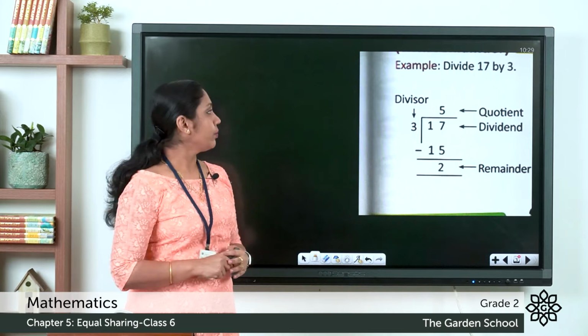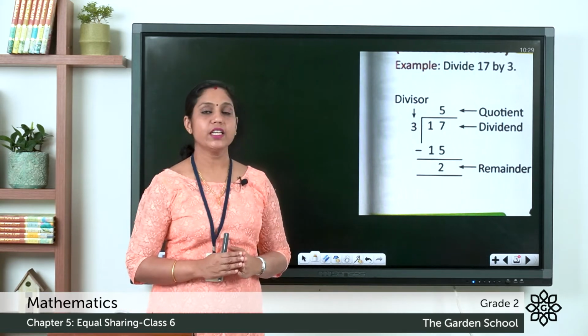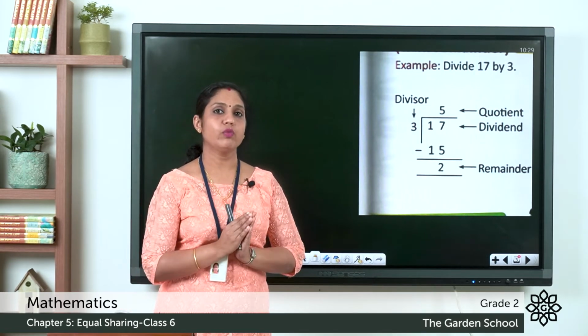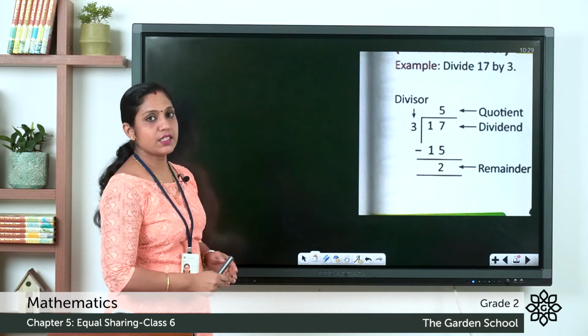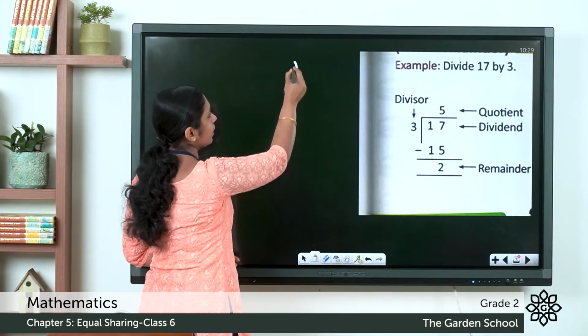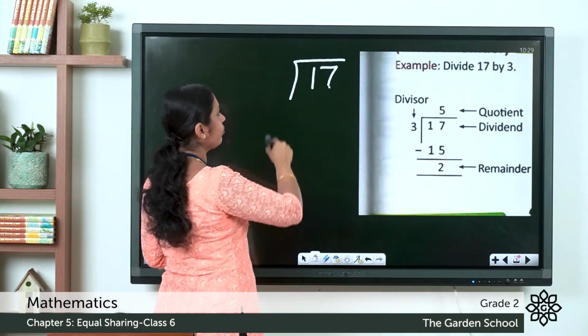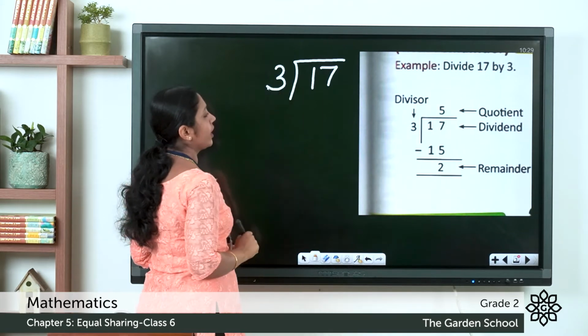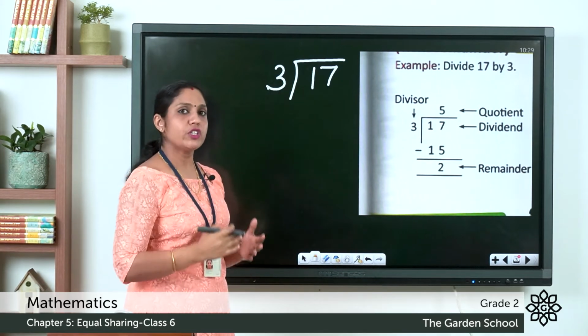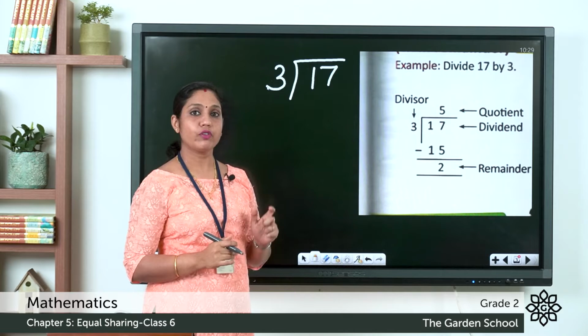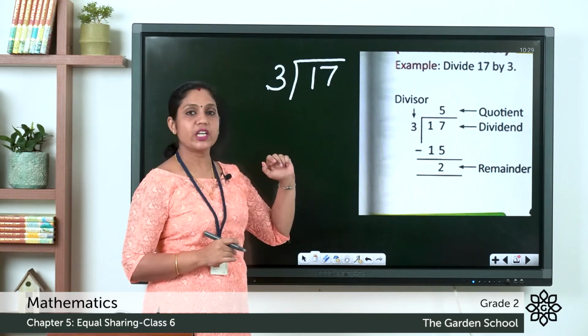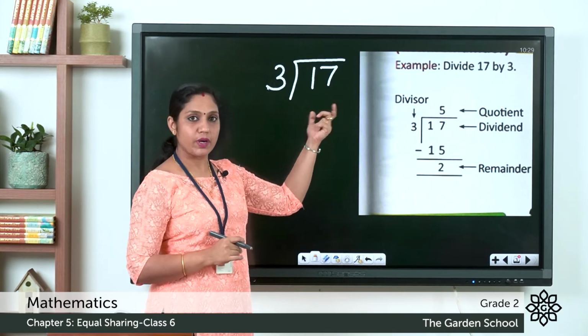So let's check the number. Here we have 17 by 3. So how can we divide this? For writing this, let's write 17 inside the line and 3, which is the divisor, outside. Now we have to divide. So which table should we revise? We have to revise the table of 3 and check how many times we get the number 17.